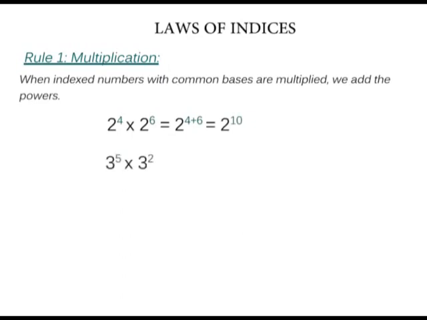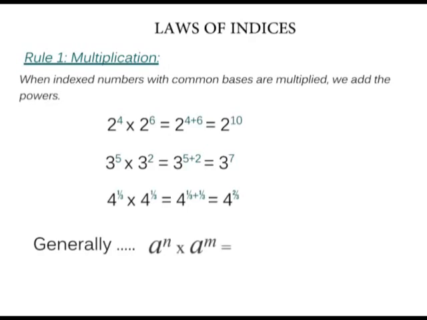3 raised to power 5 times 3 raised to power 2 is the same as 3 raised to power 7. 4 raised to a third times 4 raised to a third is equal to 4 raised to 2/3. In general, a raised to n times a raised to m is equal to a raised to m plus n.